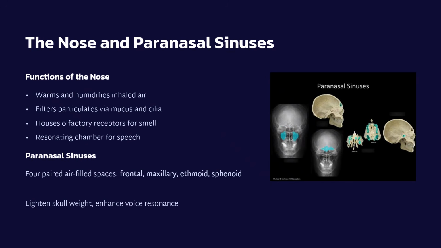So the nose and paranasal sinuses, they warm and humidify your inhaled air. It filters particulates via mucus and cilia, and it houses your olfactory receptors for smell, and it is a resonating chamber for speech. So your paranasal sinuses are air-filled spaces in the skull bones which help lighten the skull and resonate the voice and produce mucus that drains into your nasal cavity, trapping particles and contributing to airway moisture and defense. So we have frontal, maxillary, ethmoid, and sphenoid sinuses.